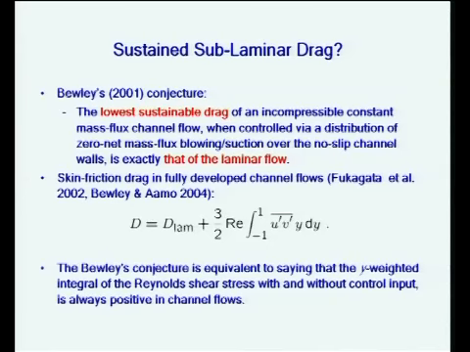Now, if you look at the skin friction in the fully developed channel flow, you can actually derive this formula, which I think was done first by Fukagata and Bewley also. The drag of the actual flow is the base laminar flow plus this quantity, a y-weighted average of the Reynolds shear stress. So the question of whether you can get the drag below that of the laminar value is whether I can have a Reynolds stress structure such that this y-weighted average is negative. So this all boils down to whether I can drive this quantity negative.